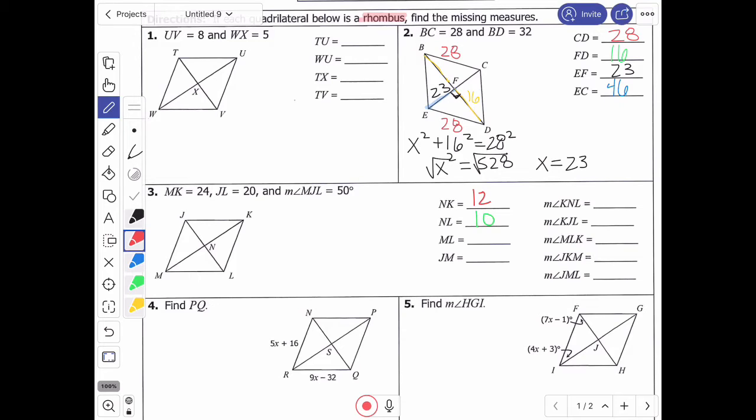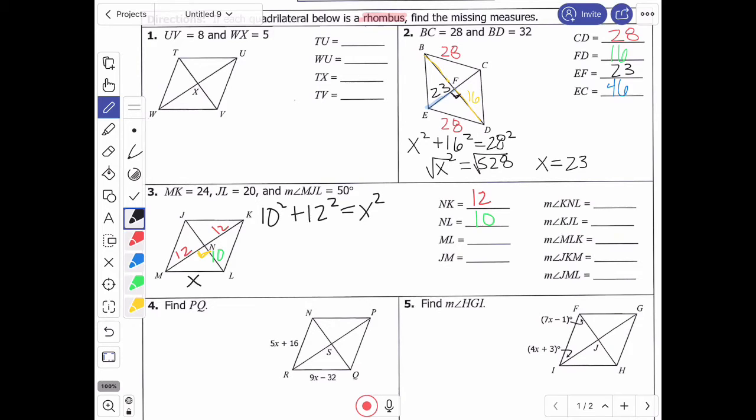So NK is 12, which makes MN also 12. Can you see that? And then NL is 10. Okay? And again, where those two diagonals meet, they're perpendicular, so there's my right angle. So when I solve for ML, I can use the Pythagorean theorem again, and this time x, that side I'm missing, is going to be my hypotenuse. So I could have 10 squared plus 12 squared equals x squared.